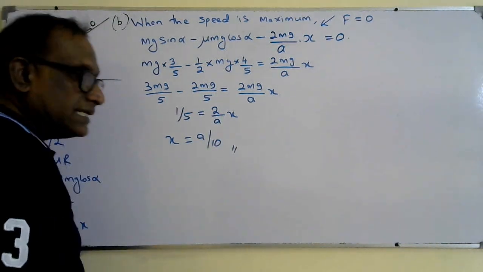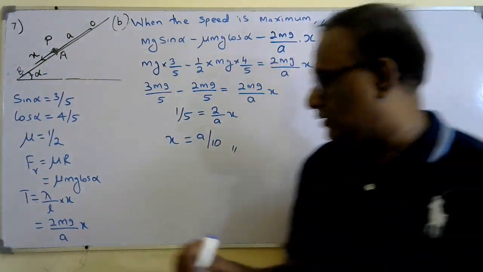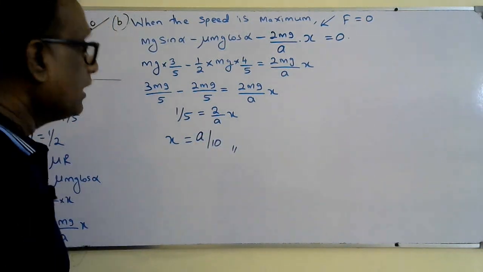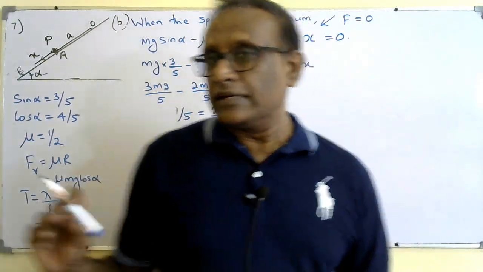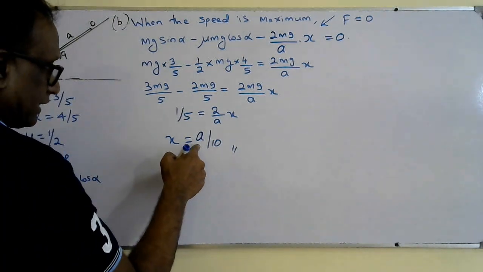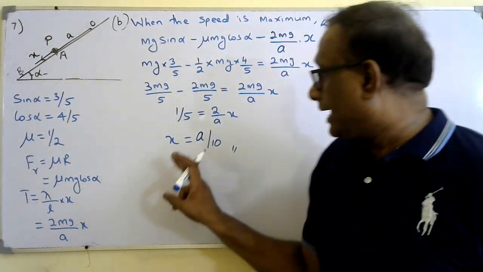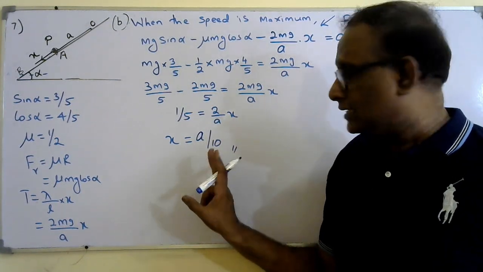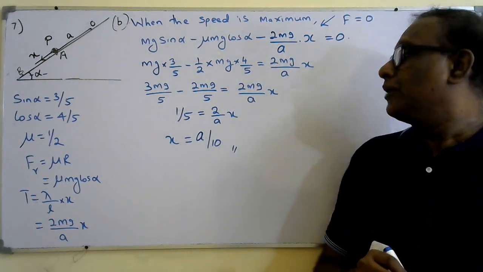So the distance moved by the particle along the plane down is a over 10, not 9, it looks like 9, but it's a over 10. At that point the speed will become maximum. So we had to do this first. When the extension of the string becomes a over 10, the resultant force will become 0. Until then, the particle will accelerate. So when the extension becomes a over 10, at that moment the particle will have the maximum speed.